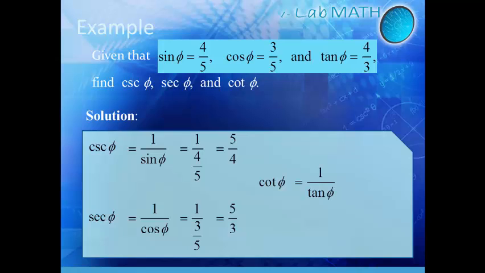Cotangent theta is just the reciprocal of tangent. So cotangent theta equals 1 over tangent theta equals 1 over 4/3 equals 3/4. Just as easy as that.